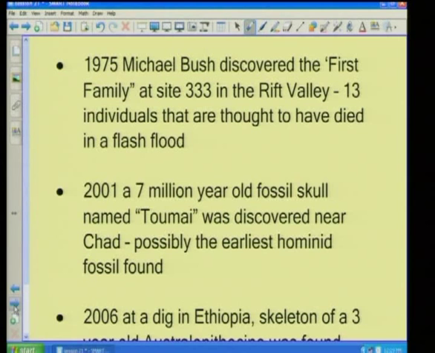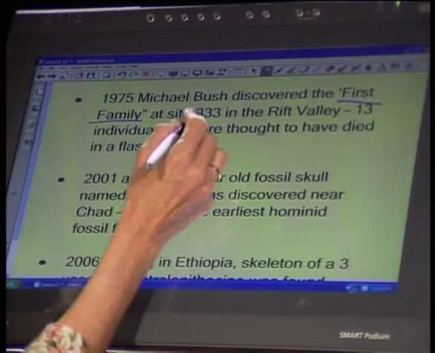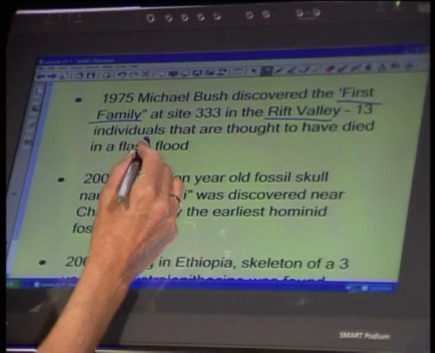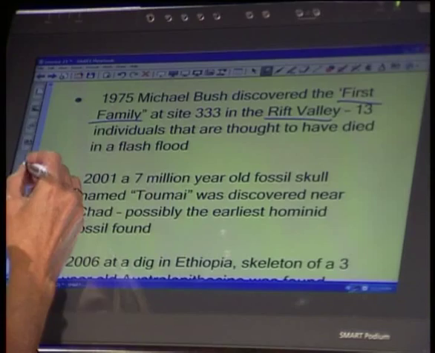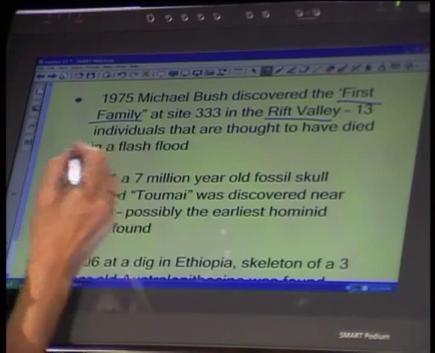We have the first family, which was at site 333 in the Rift Valley. And there were 13 individuals that were thought to have died in a flash flood. So they uncovered this little family there. And you'll see they call it site 333 because that was where they started digging. And they had 3,300 or 400 different places where each of the groups did their digs.